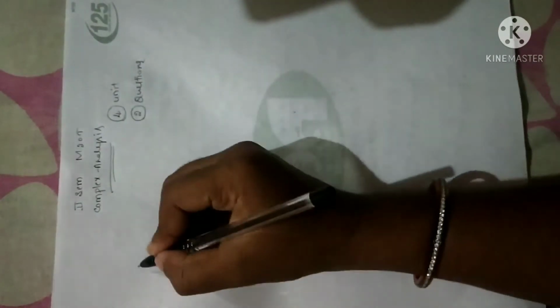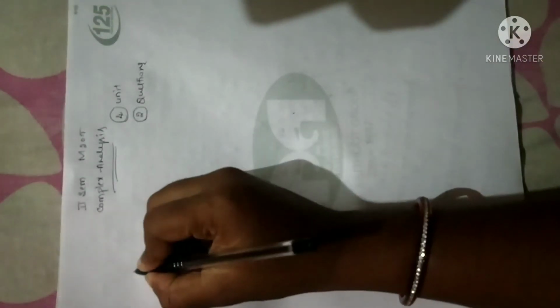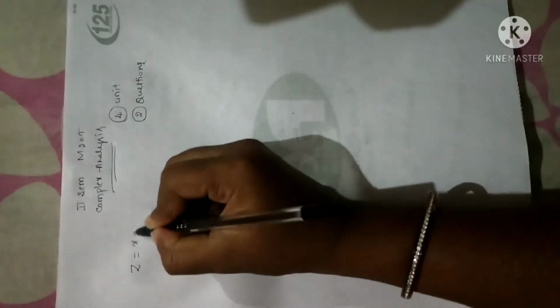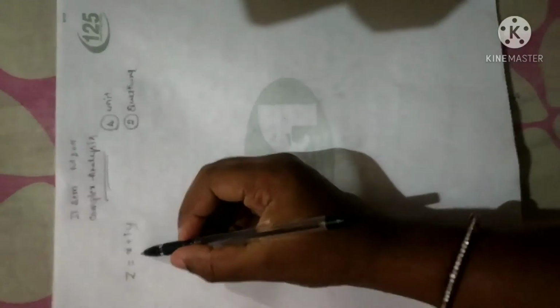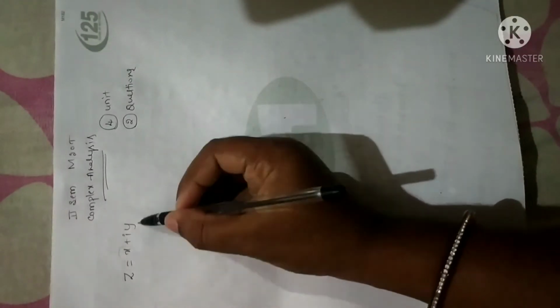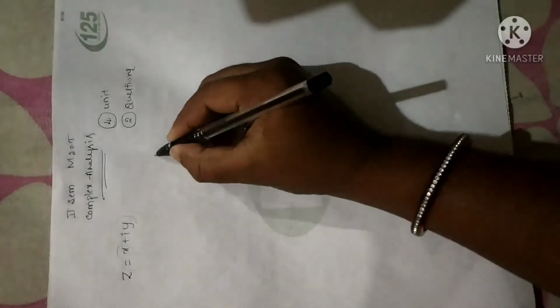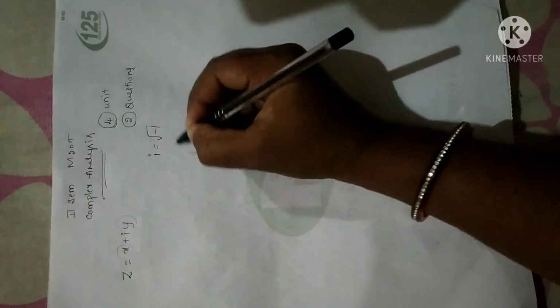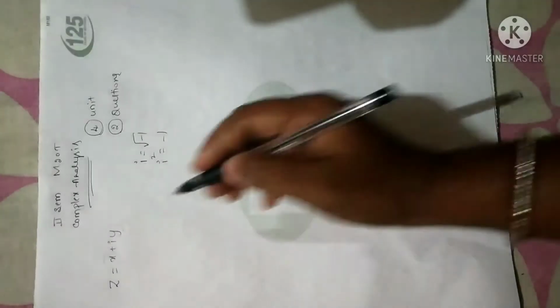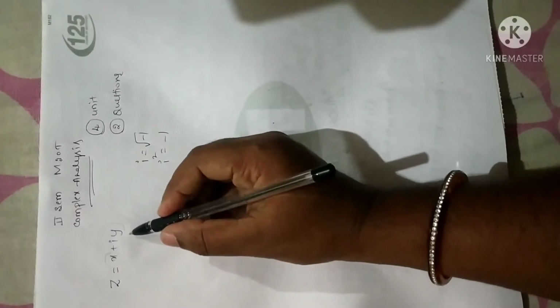Generally, what is a complex number? Any number of the form z is equal to x plus iy is called a complex number. You have studied this concept in your PU class, right? Here x and y are real numbers, i is the imaginary number, and the value of i is square root of -1, so i square is -1.